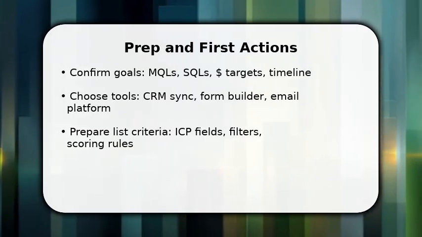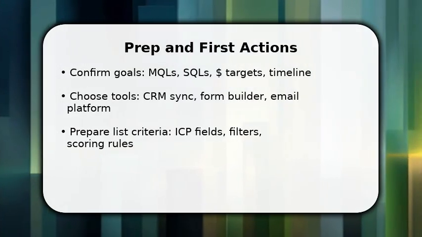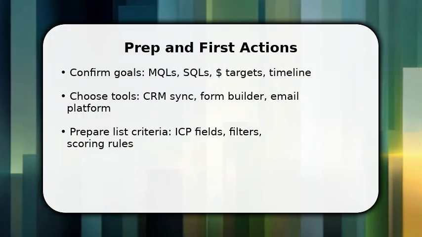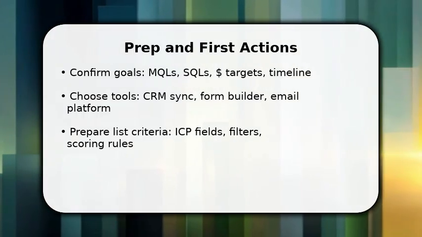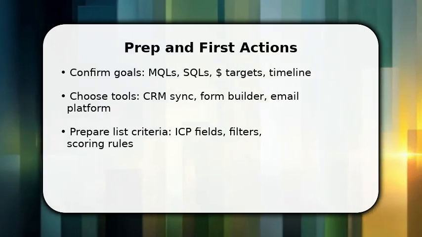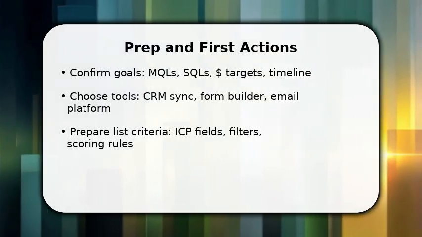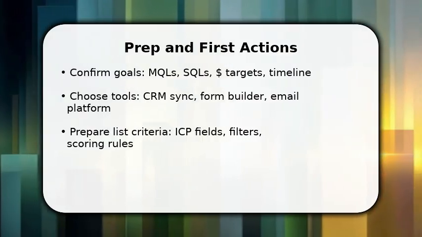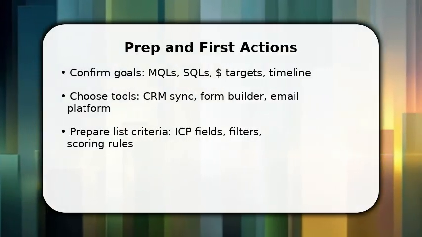Next, build a minimal capture form with required ICP fields and basic validation to avoid junk. Make sure to set up tagging and initial lead scores so you can segment immediately. These first steps prevent noisy lists and let you test capture and ingestion in under an hour.